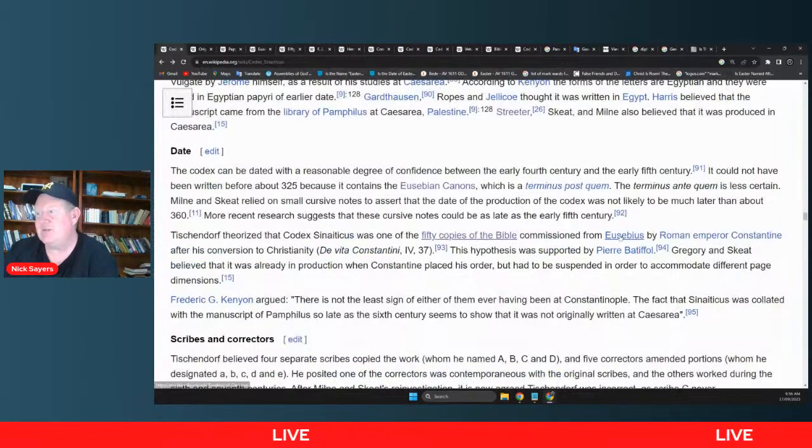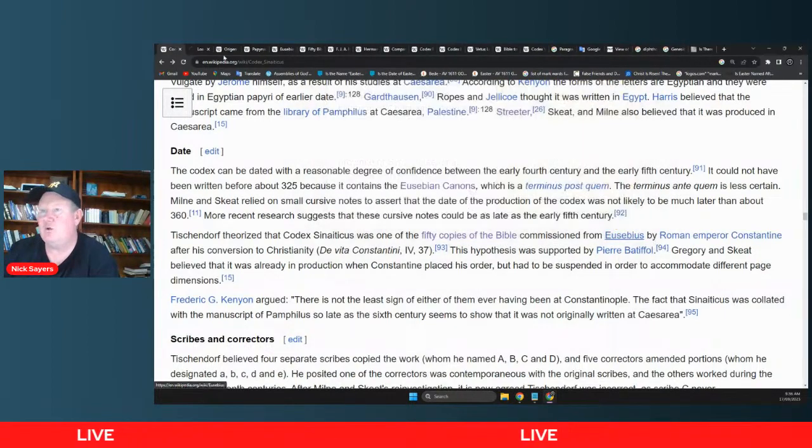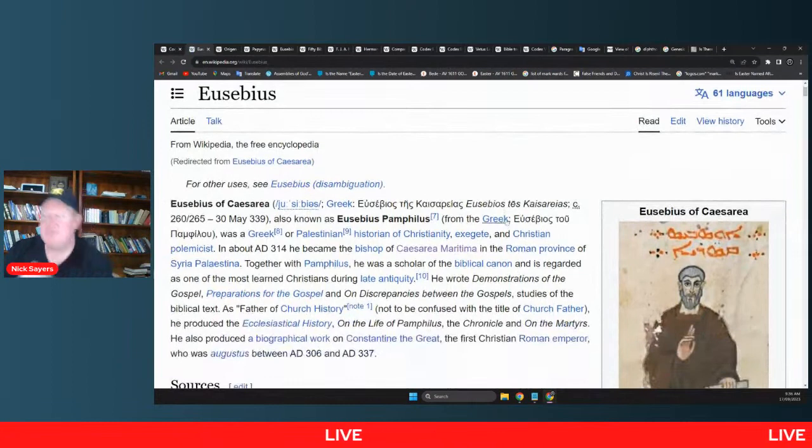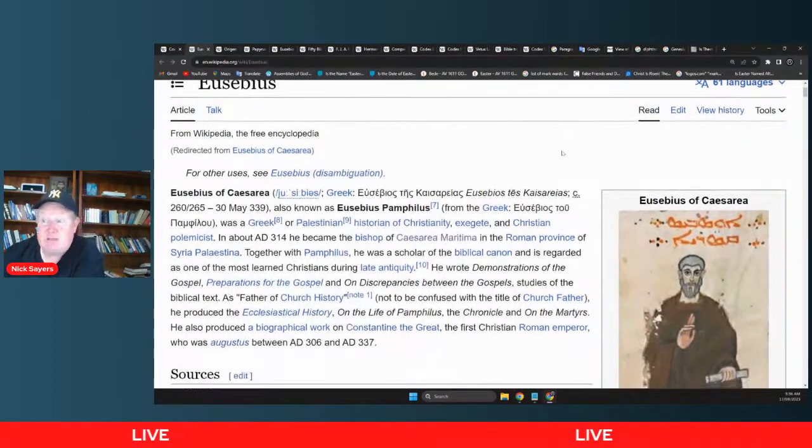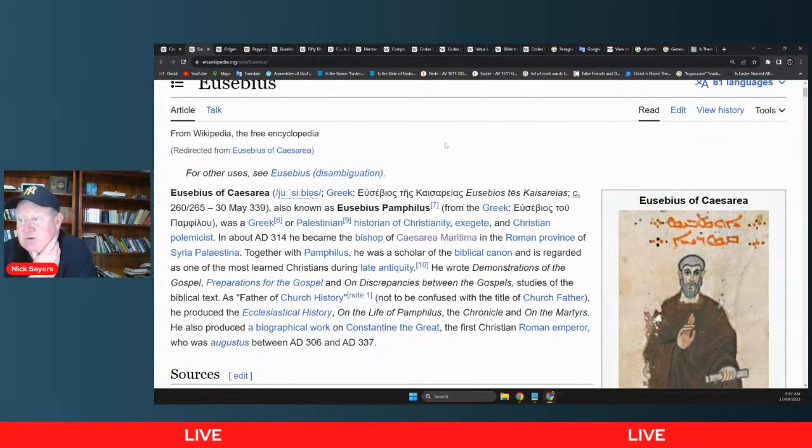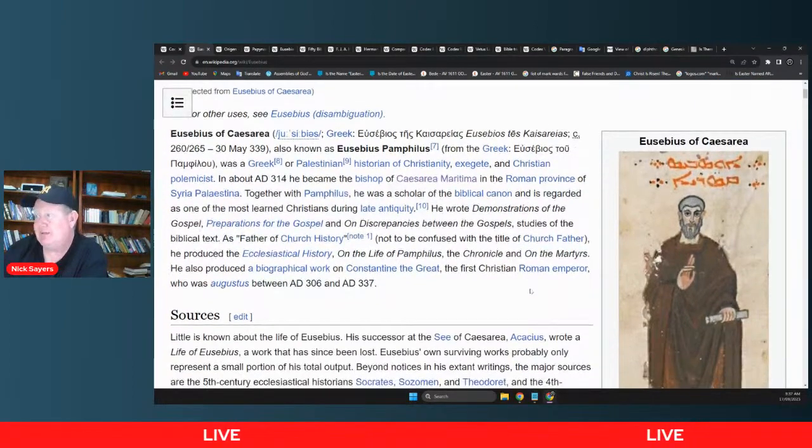So then this was commissioned by Eusebius. And so a quick look at Eusebius and who he was. I recommend everyone read the writings of Eusebius. His church history, ecclesiastical history, is quite interesting. So he was from 265 to 339, and a Greek or Palestinian historian of Christianity, exegete, Christian polemicist. In about 314, he became the bishop of Caesarea Maritima in the Roman province of Syria Palestina. And so there's a little picture of him there.